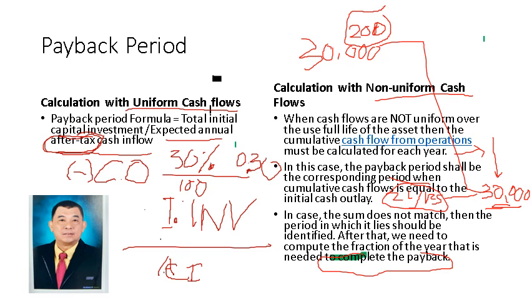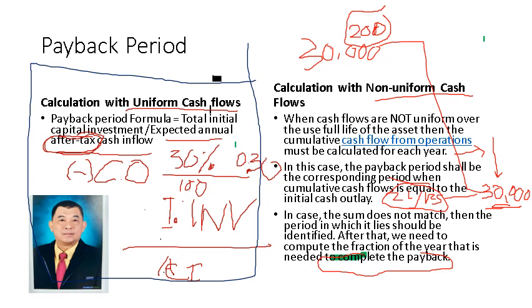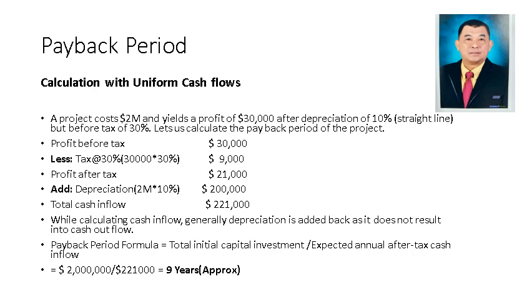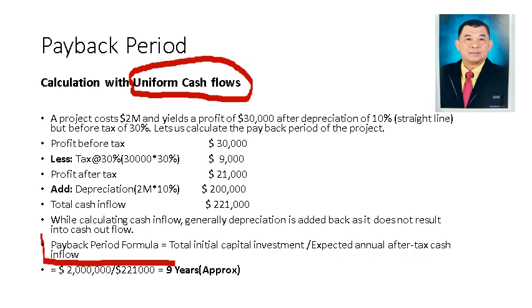Okay? So that is a simple layman's explanation of the difference between a computation for a uniform cash flow and a computation for non-uniform cash flow. So let us proceed with a very good example. All right. So we are now discussing uniform cash flow. Again, the formula is this one.